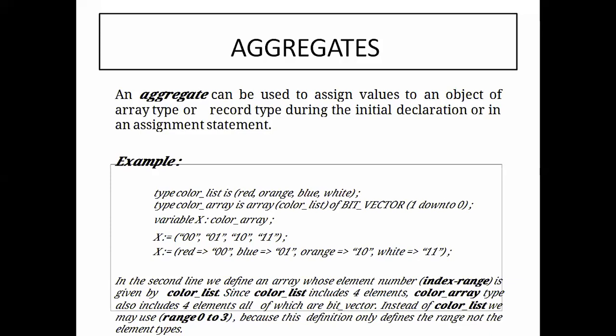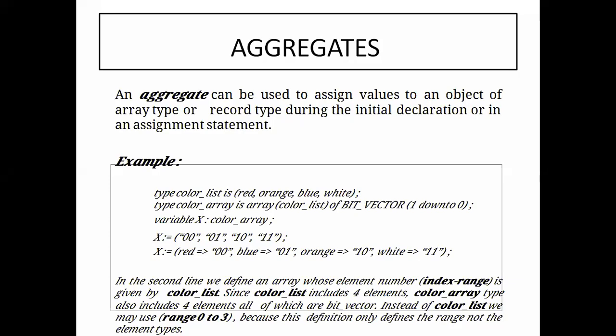Now you can have a look at this example. Type color_list is red, orange, blue, white. These are the colors that we have used. In the second line, you have type color_array is array of color_list. That means in the second line, we have defined an array whose number of elements fits within the index range given by the color list. Since color_list includes 4 elements, as we have mentioned only 4 colors, red, orange, blue, white, this color array type also includes 4 elements.